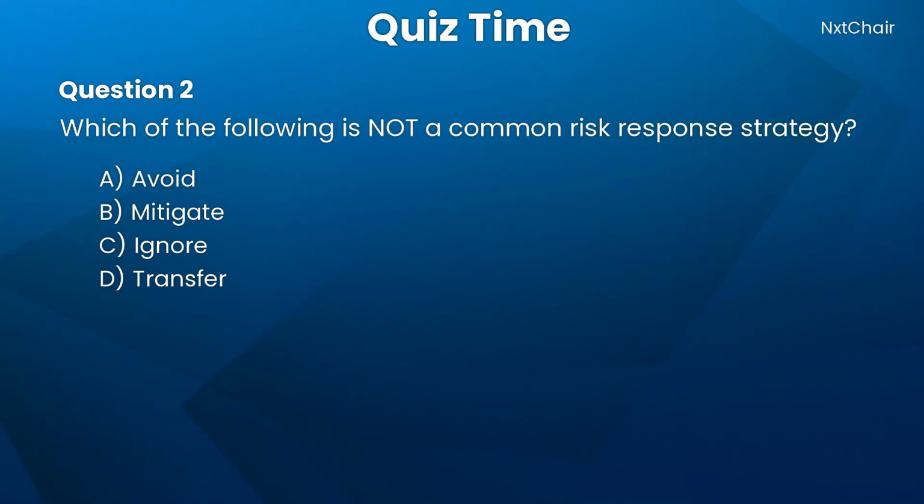Question 2. Which of the following is not a common risk response strategy? Options are: A. Avoid. B. Mitigate. C. Ignore. D. Transfer.